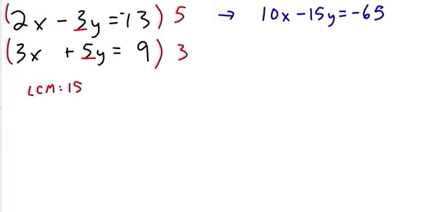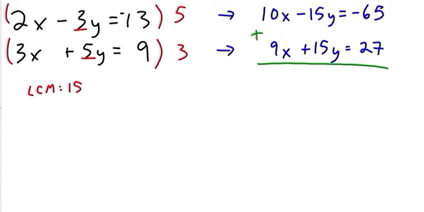The top, multiply it all by 5, and I get 10x minus 15y equals negative 65. On the bottom, 9x plus 15y equals 27. And look at that. I've got now two equations where I can easily eliminate, again, in this case, the y's. Because they're opposites, I'm going to add them. The y's go away, and I'm left with 19x equals negative 38.